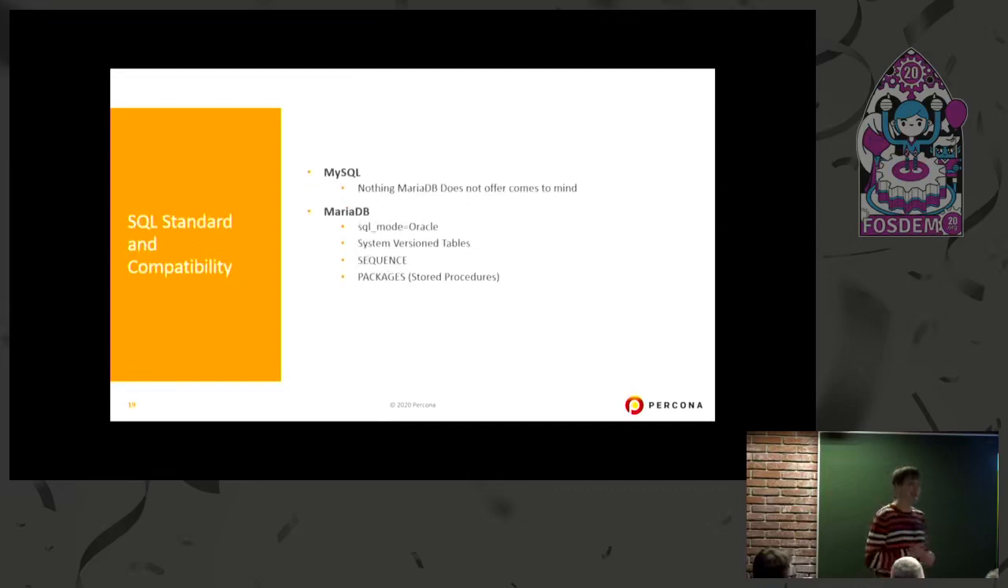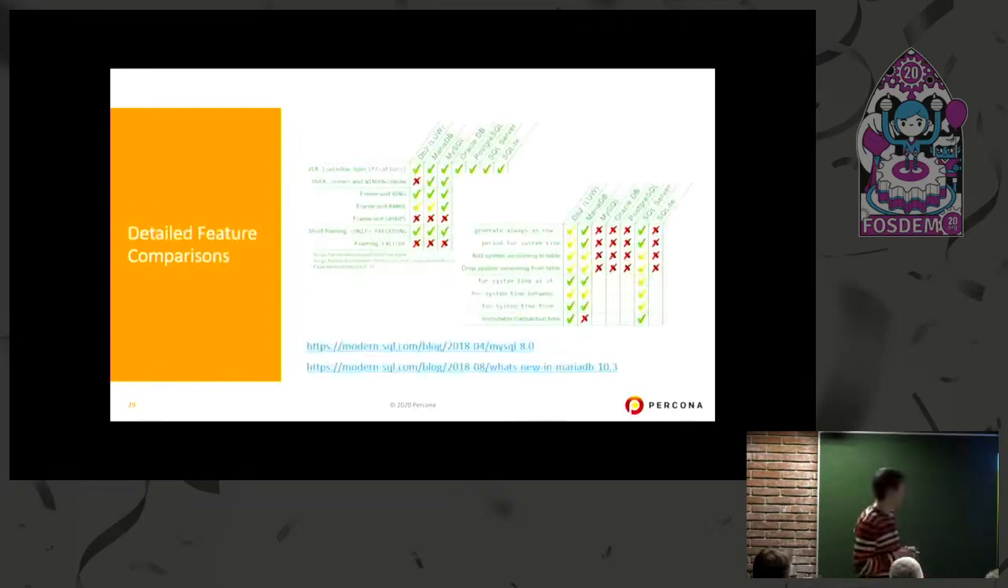SQL standards. I looked at this case, and I don't think MySQL now offers something that MariaDB doesn't in the latest version. And MariaDB has done a lot of stuff, especially focused, as I mentioned, on migration from things like Oracle. It has system versioned tables, sequences, packages, and actually a lot of other stuff out there.